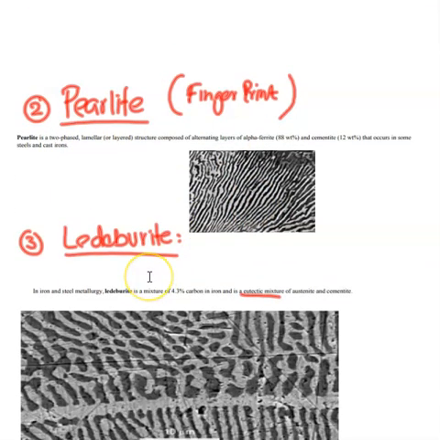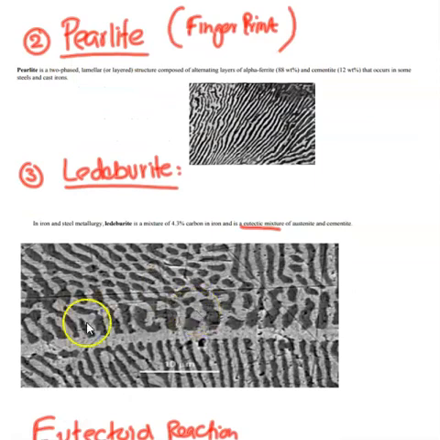Then we got the ledeburite. This is how the structure of ledeburite is. You can see the white and the black. Here, the white one is the austenite, and the black one is the cementite. Ledeburite is a lot harder than pearlite because it contains more cementite.